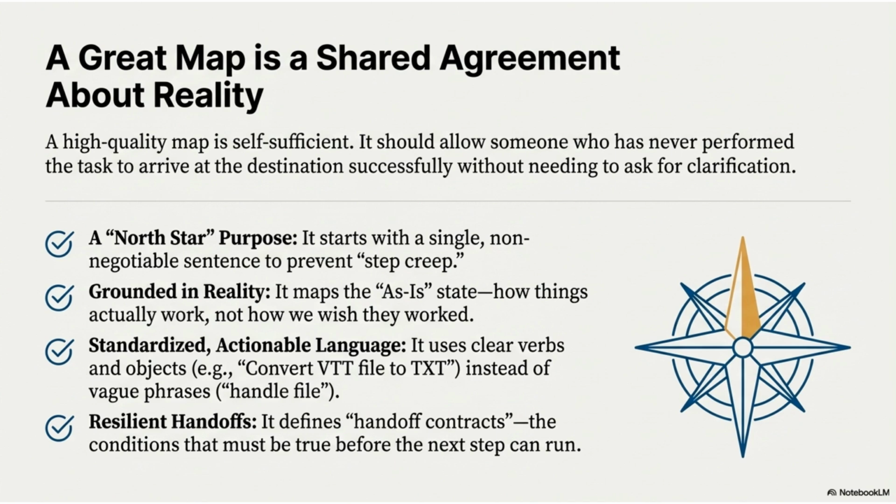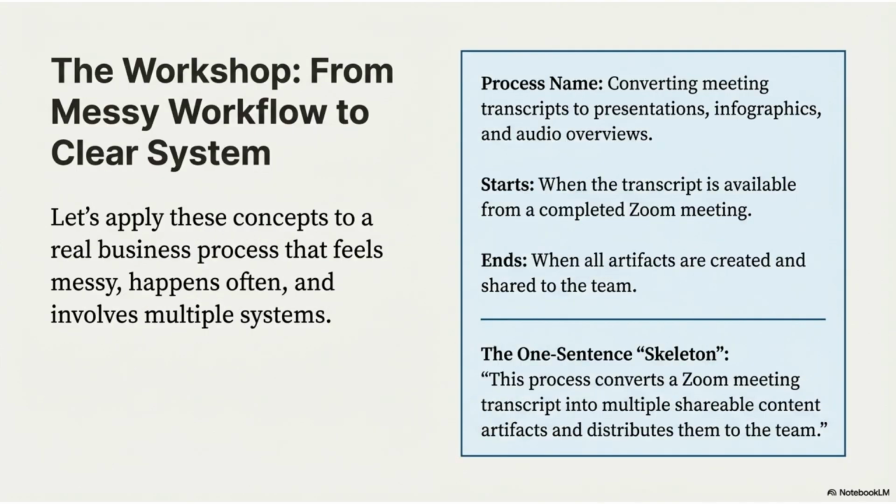A high-quality map must include a North Star purpose, be grounded in reality, use standardized, actionable language, and define resilient handoff contracts. Let's apply these concepts to a messy business workflow, converting meeting transcripts into various content artifacts. The process starts when the transcript is available and ends when all artifacts are shared with the team.